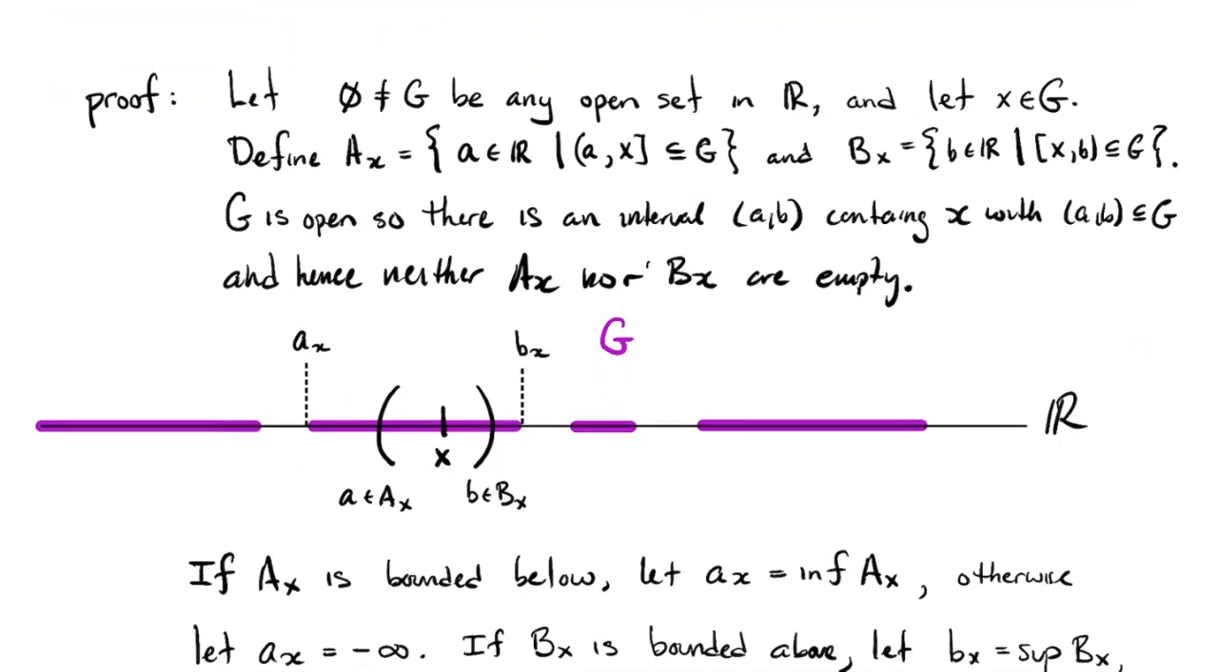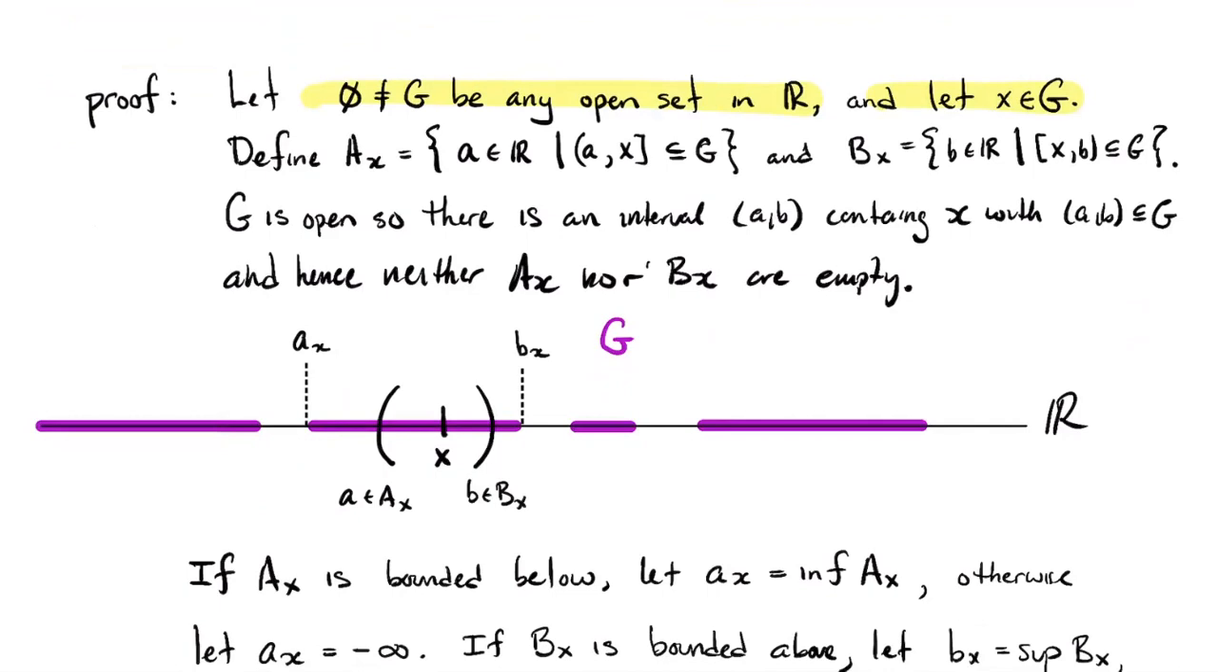Here I've drawn a picture of a G just to help us visualize some of the constructions. Okay, so let's take our non-empty open subset and pick an X in it. Pick an X in this set G. G here, I've drawn as these purple blobs, and you can see I've picked an X down there.